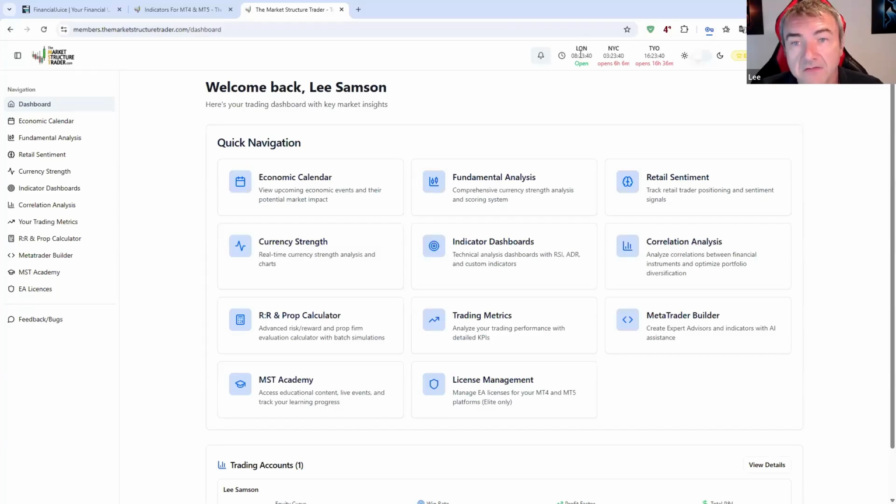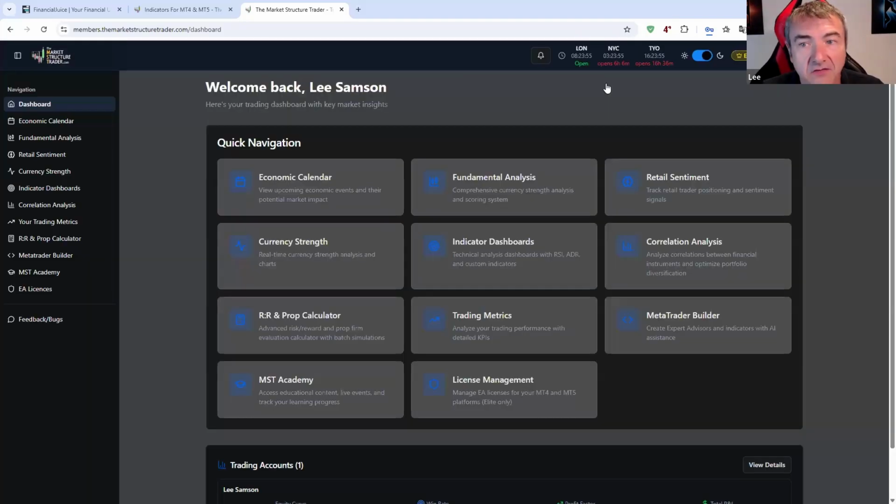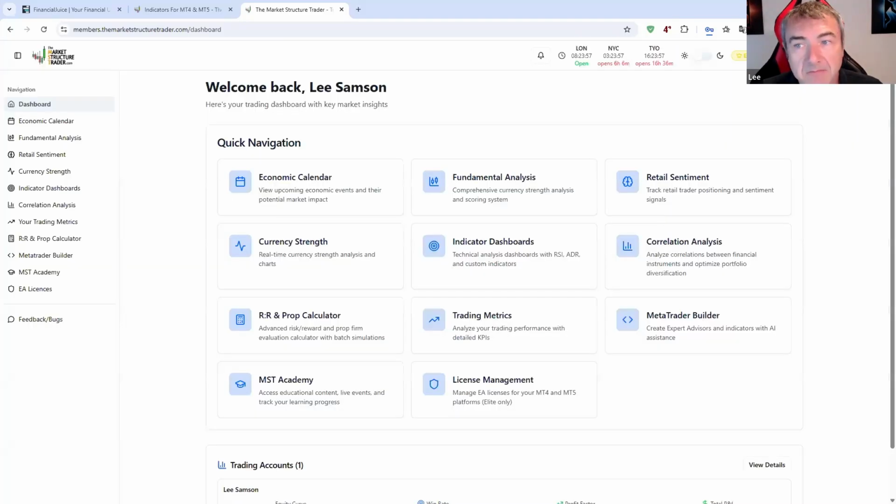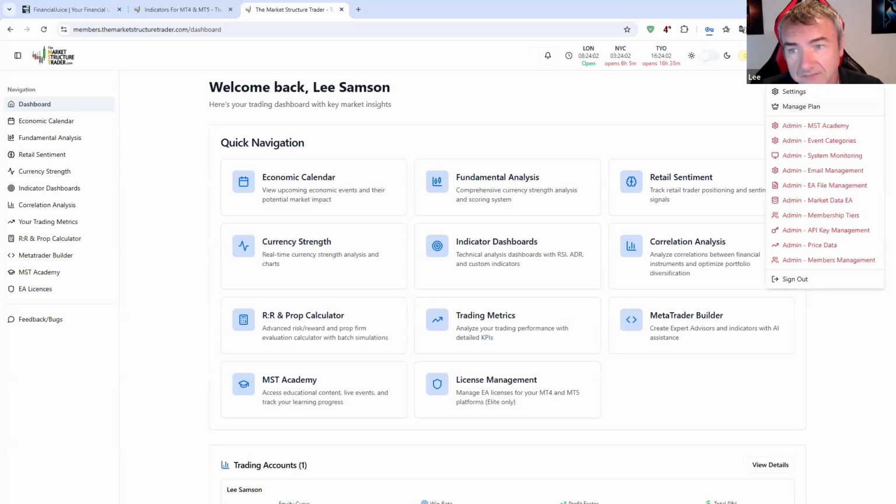We have the London open time, the New York open time, and the Tokyo open time. So this is obviously London session, New York session, and Asian session. It just lets you know where you are in the world, what's open, and how long it is before things open. You've got a light and a dark mode. It shows you here what membership level you are.